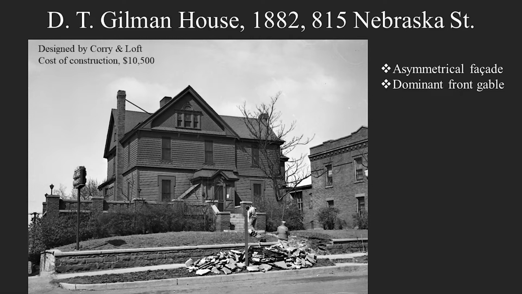The D.T. Gilman house was built in 1882 at 815 Nebraska Street. This house was designed by the firm of James Corey and E.W. Loft. The cost of construction was $10,500. Now, the first part of style I want to point out here: Victorian-style houses generally have an asymmetrical facade, meaning they're not the same from one side to the other. If you cut them in half, they're going to be different on either end. And very often, with Queen Anne-style architecture, you'll have a dominant front gable. This house, you can see on the left, has a dominant front-facing gable. This house, by the way, is still standing.